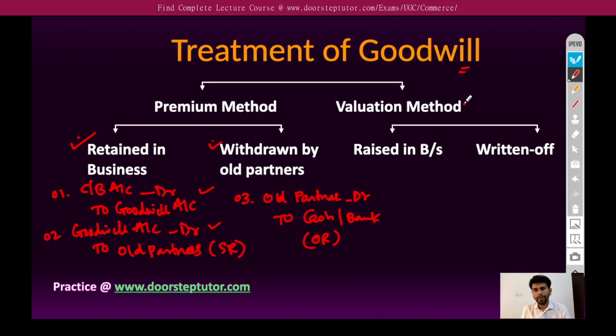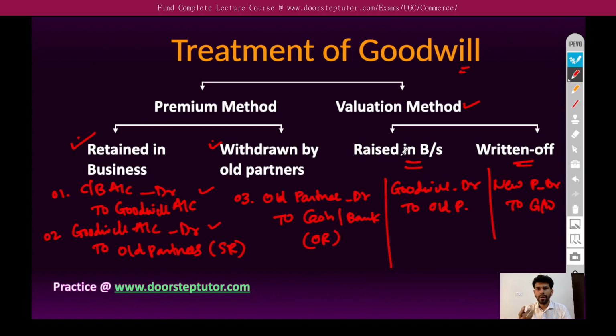And under valuation method, if the amount of goodwill is raised in the balance sheet, the entry will be goodwill account debit to old partners capital account or current account, and if the amount of goodwill is written off, then new partners capital or current account debit to goodwill account.